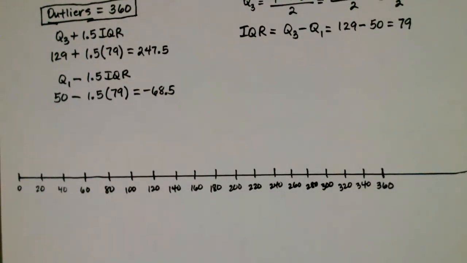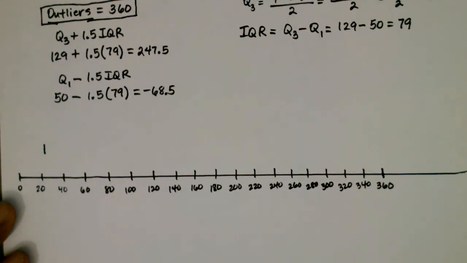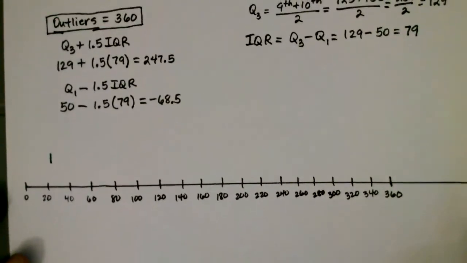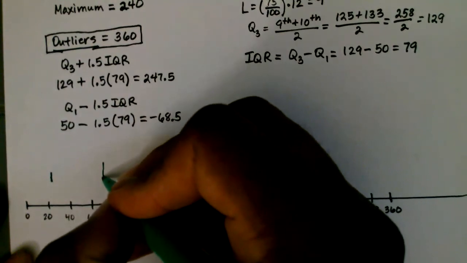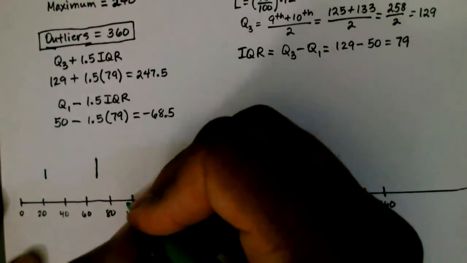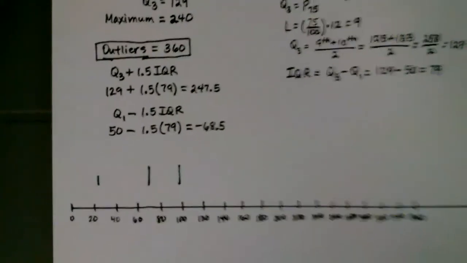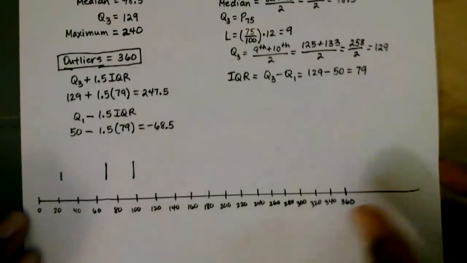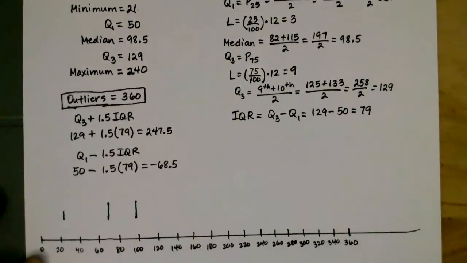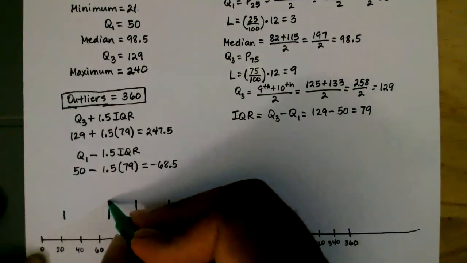Okay. So now, the minimum is 21, which is a little bit past 20. I'm going to say it's about right here, and I'm going to draw a small line there. Q1 was 50, halfway between 40 and 60. So I'm going to draw a longer line there. The median was 98.5. Okay. I just might need to zoom out a bit so that you can see this. Q3 is 129. I'm going to say about right here. So those three longer lines represent the box.